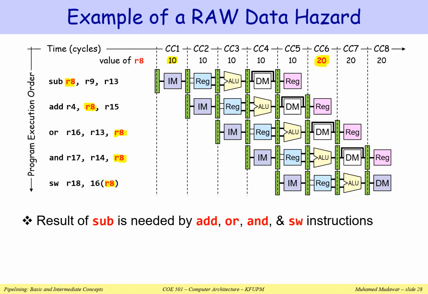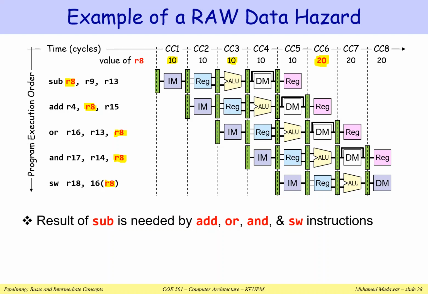Now, the add instruction is in the pipeline just immediately after the subtract instruction. So at clock cycle number 3, the add instruction has reached the second stage of the pipeline and it wants to read R8 from the register file. So which value is going to be read by the add instruction? It's going to be the old value. So the old value, which is 10, is read by the add instruction because the value has not been written yet by the subtract instruction. Remember that the write back stage is the last stage of the pipeline. Therefore the old value is read.